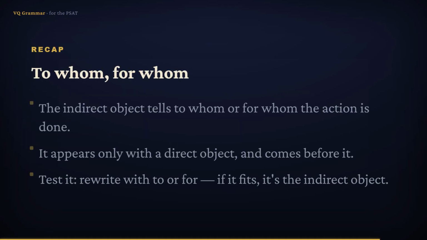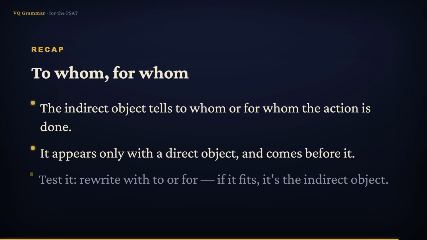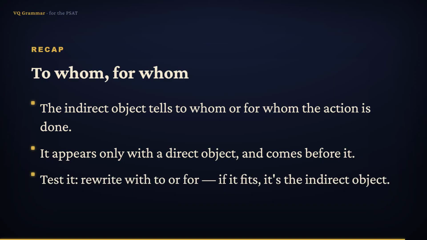Let's wrap up. An action verb can carry two objects. The direct object answers what, and the indirect object answers to whom or for whom. The indirect object shows up only when there's a direct object, and it sits before it, right after the verb. When you're not sure, use the move test. Rewrite the sentence with to or for, and if the receiver slides to the end with the same meaning, you found your indirect object. Nadia handed Theo the scissors. Theo is who gets them.